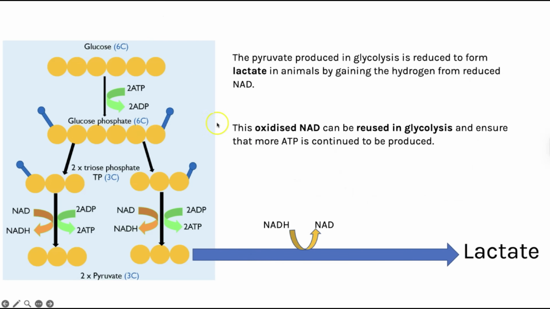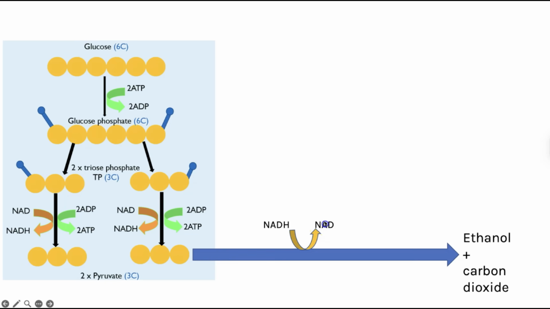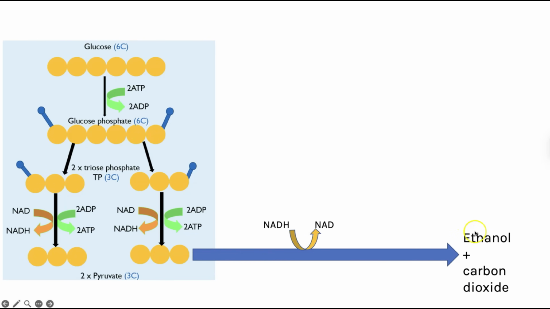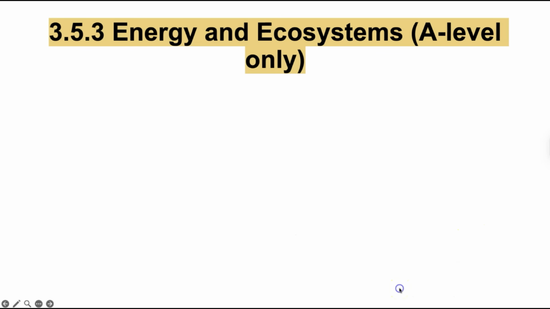So let's just have a look at that then. Here's glycolysis, as we just learnt, and in animals, lactate is made. So that pyruvate is reduced into lactate by gaining the hydrogen, which is a proton and an electron. That NAD that has been made, or regenerated, reoxidized, can then be used in glycolysis again, so at least you still continue to get a net gain of ATP. Exactly the same in plants and microbes, but the product's different: ethanol and carbon dioxide.